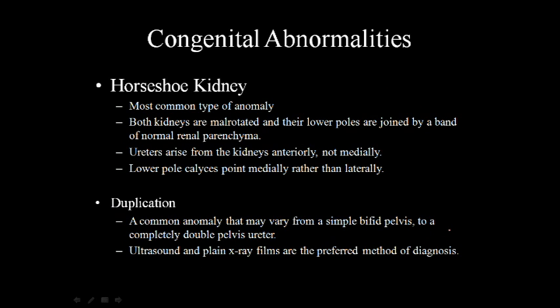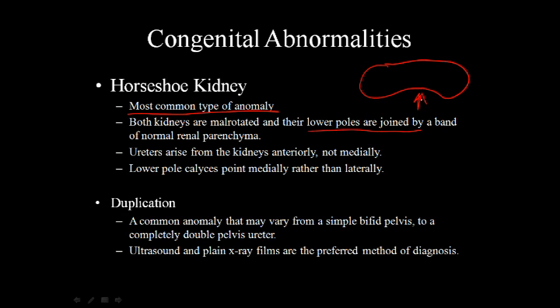Another one is a horseshoe kidney. This is the most common type of anomaly, and I've actually seen one of these as well. Both kidneys are malrotated, and their lower poles are joined by a band of normal renal parenchyma. So the kidneys have an appearance something like this, with an indentation here, looking similar to a horseshoe.